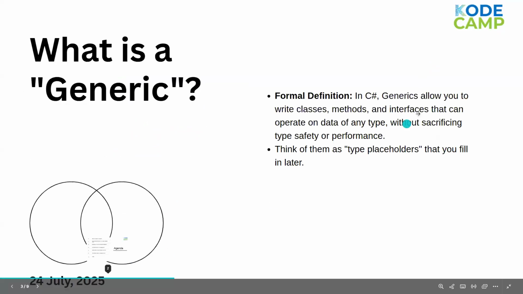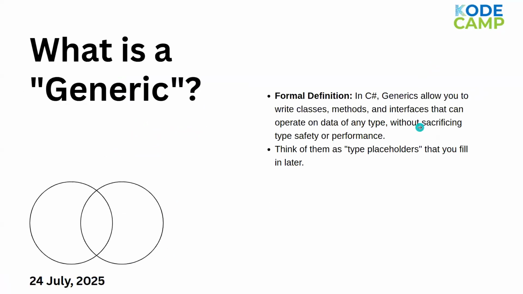So what is a generic? In C#, generics allow you to write classes, methods, and interfaces that can operate on any data type without sacrificing type safety or performance. So there are times when you want to, okay, Gift, go ahead.